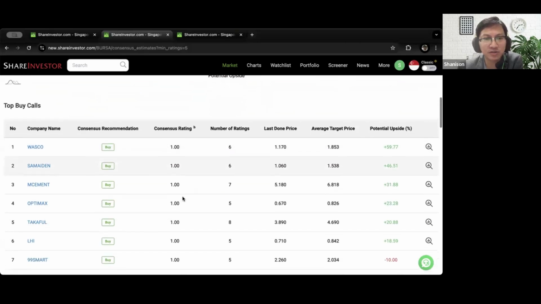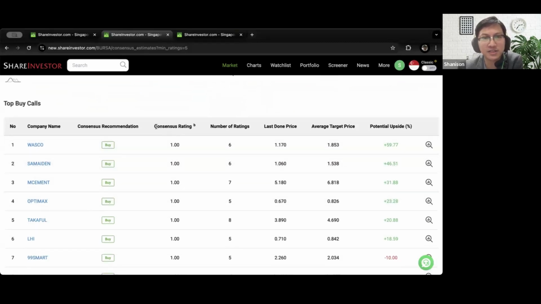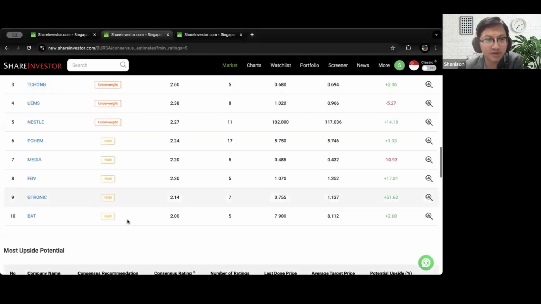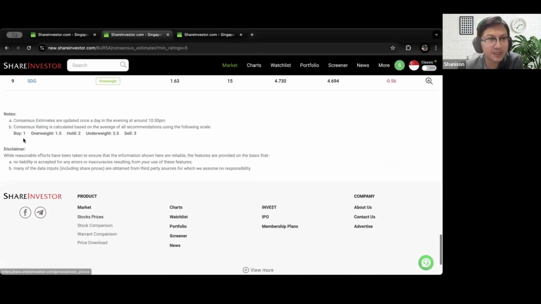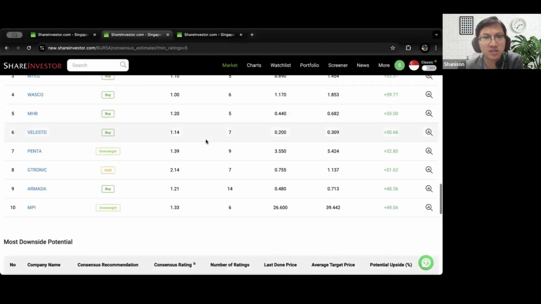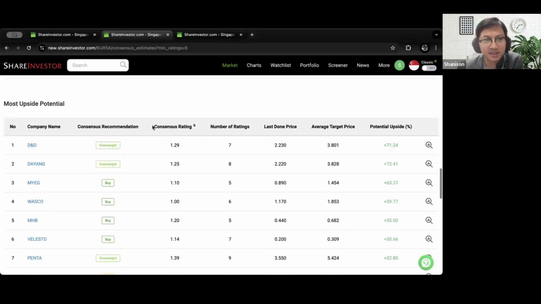And how do they sort this? Basically, it's two factors. One is the consensus rating. Remember, I said that for the numbers, if it's closer to one, it means closer to a buy call. Sell represents three. If you forget this, don't worry. You can scroll down and it also shows you here in the notes. Buy corresponds to one in terms of scale, sell corresponds to three. So that's how it's sorted on this table.